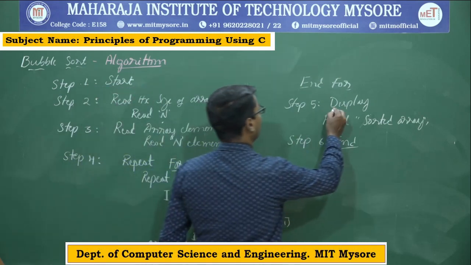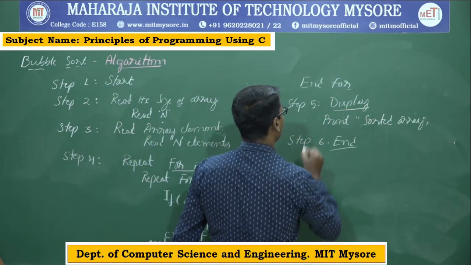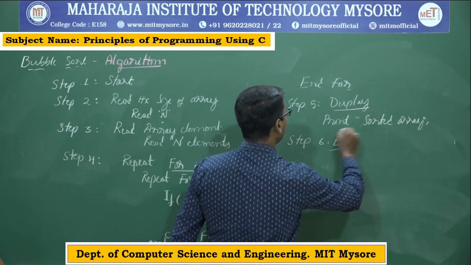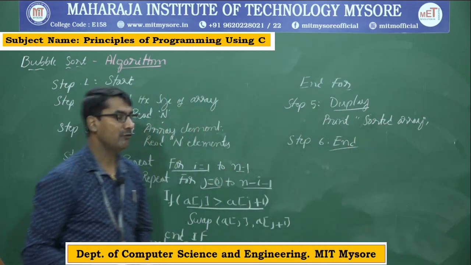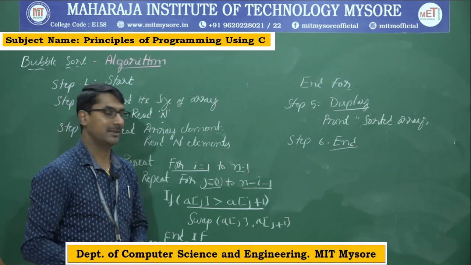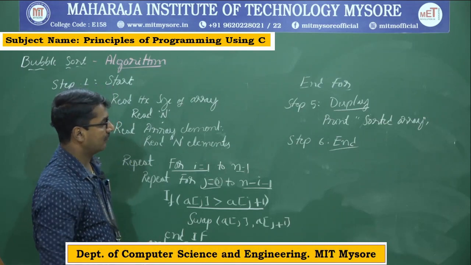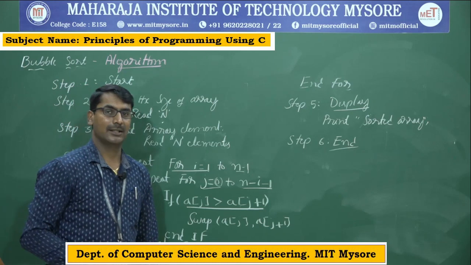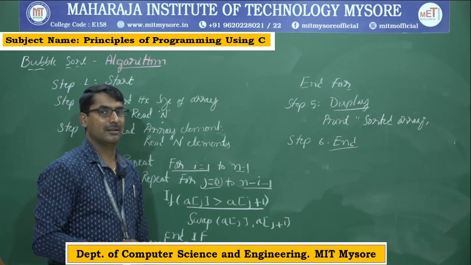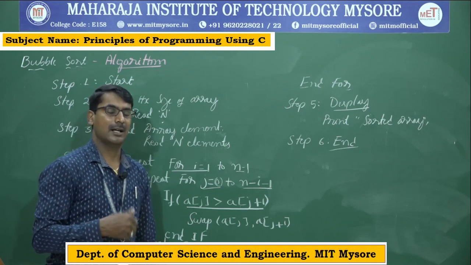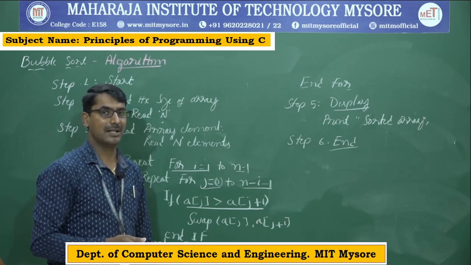Okay, after that it will display the sorted elements. So step 5, display, print the sorted array, and the last step is the end of the algorithm. Okay, this is the algorithm for the bubble sort technique. Okay, now let's consider the program for performing the bubble sort technique, or arranging elements using the bubble sort technique.